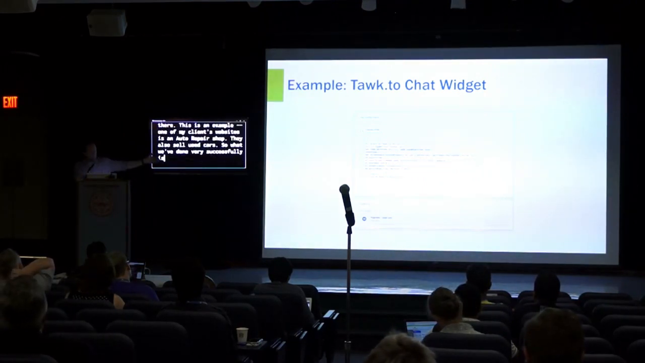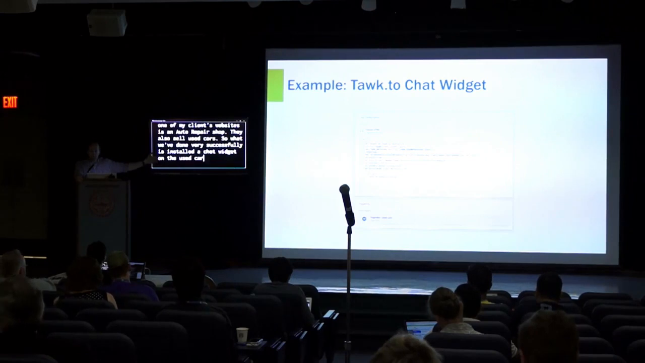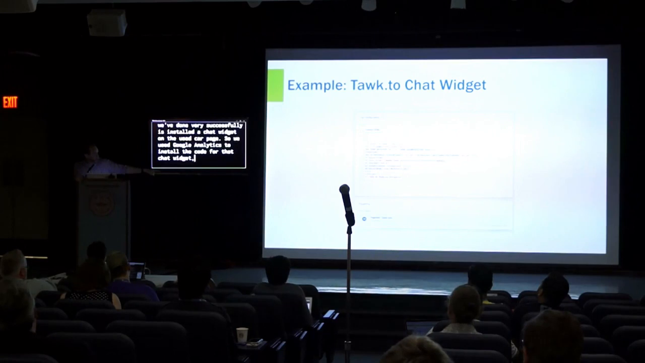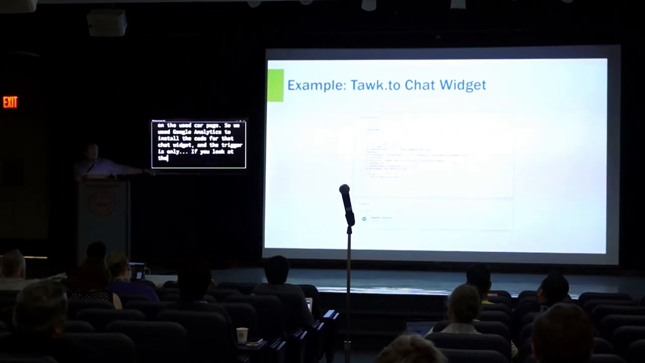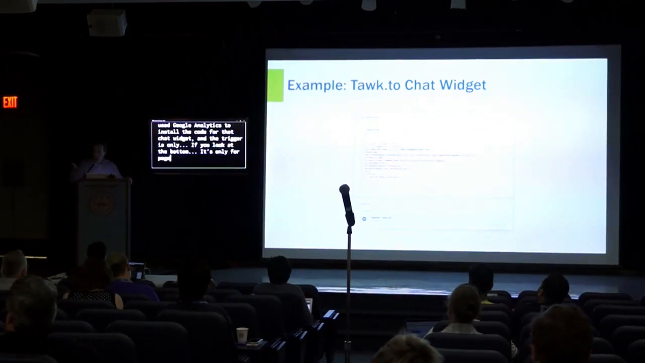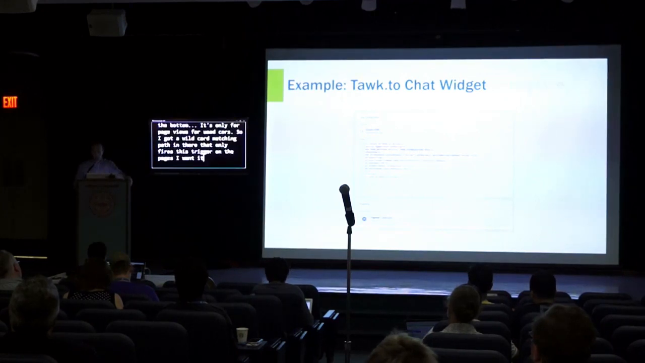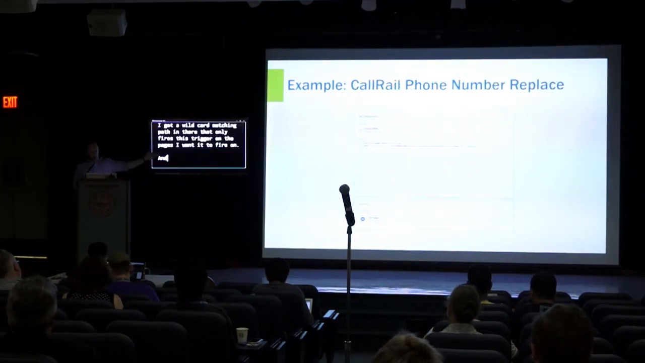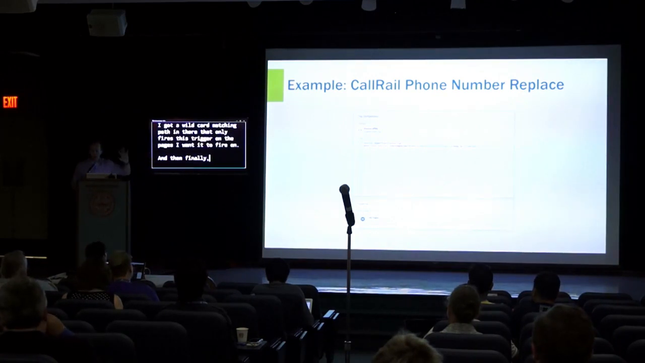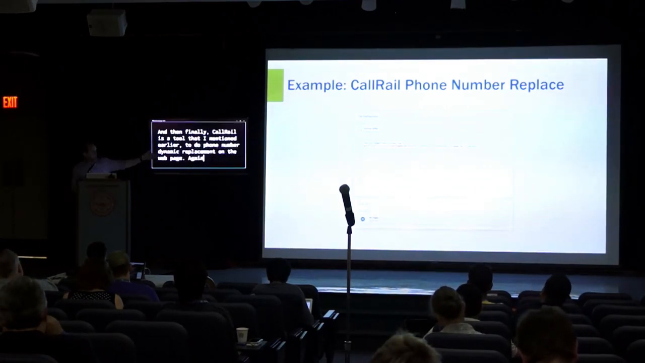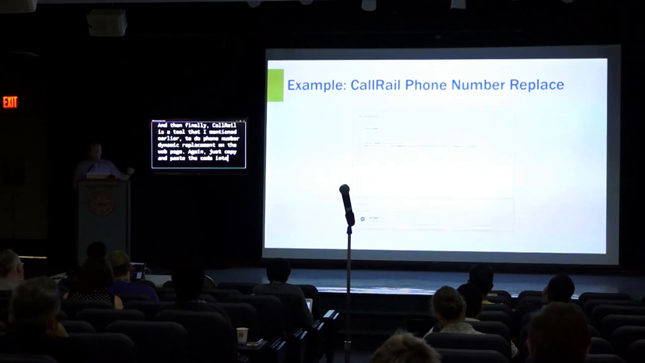So we use Google Tag Manager to install the code for that chat widget, and the trigger is only, if you look at the bottom, it's only for page views for used cars. So I've got a wildcard matching path in there that only fires this trigger on the pages I want it to fire on. And then finally, CallRail is a tool that I mentioned earlier to do phone number dynamic replacement on the web page. Again, just copy and paste the code into there, load it on all the pages, and you're done.